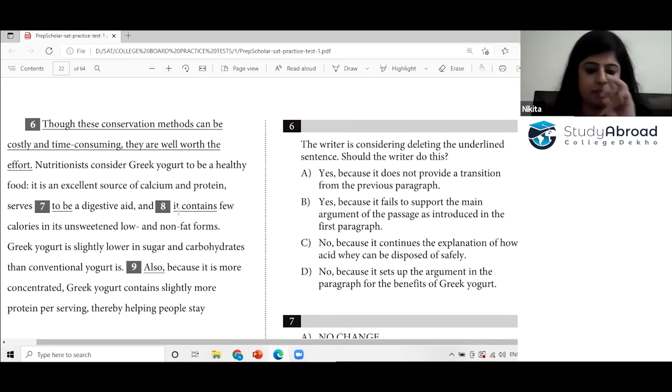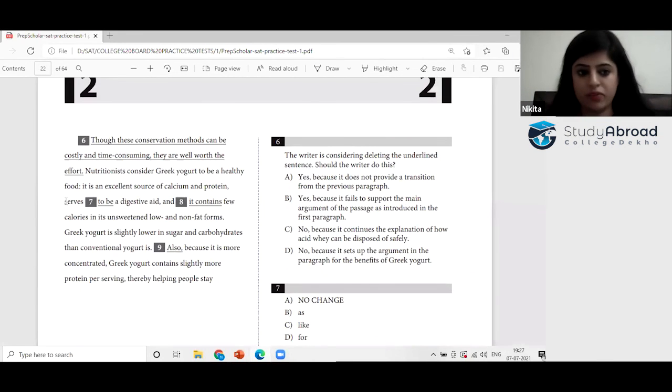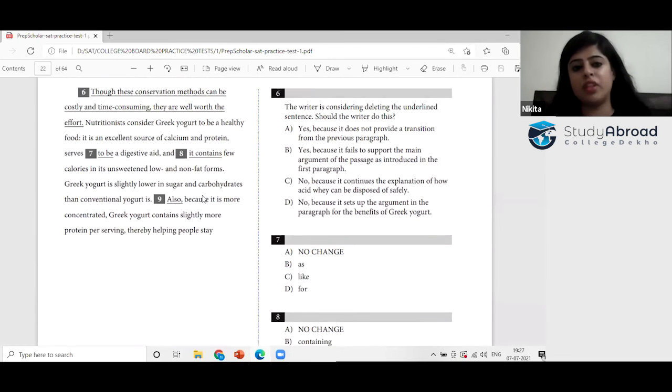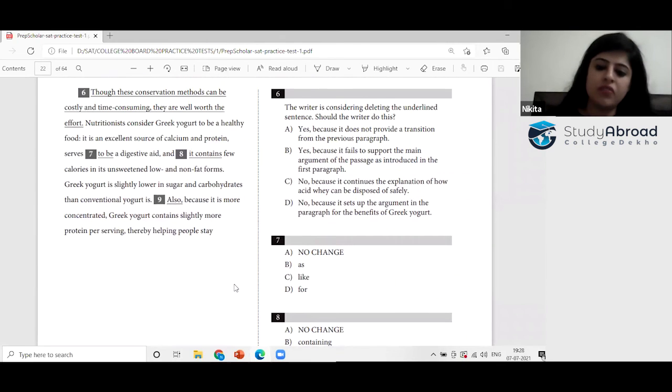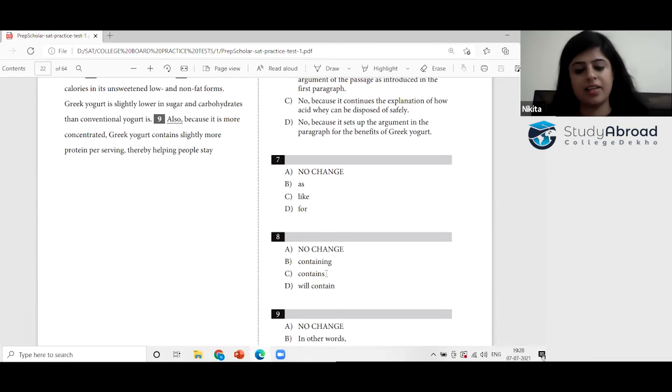Now let me give you an example. Let me mold it a little. Had it been written over here, it is an excellent source, it serves to be digestive, then our correct answer would have been A, and it continues. That means we would have maintained that parallelism, that continuation in the form in which the sentence is written. But it was not used with the second part. We are not going to use it with the third part as well. And we will choose contains as the right answer.